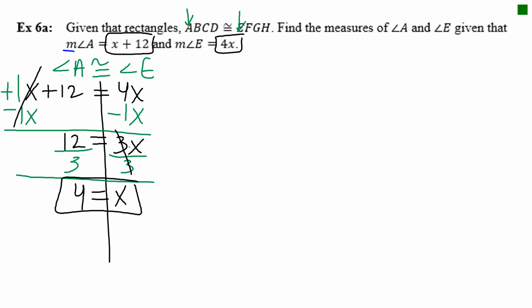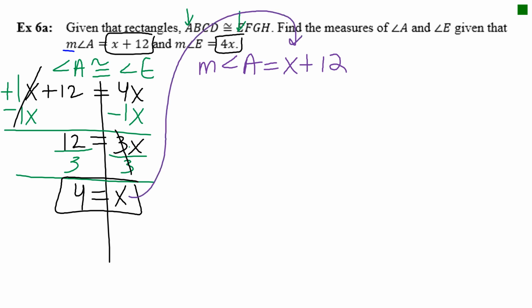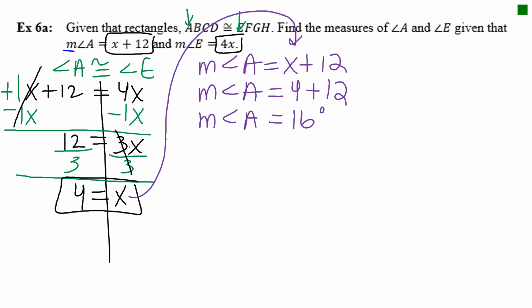Now that we solved for x, what's left is to plug it back into both angles so that we find their degree measure. We'll start with angle A, which we were told was the quantity x plus 12. But now we know x to be 4, so wherever we see x, we're going to plug it in. This time around, I'm not going to put parentheses because x is not being multiplied by anything right now. It's just being added to 12, so there's no need for that reminder. So the measure of angle A equals 4 plus 12, which tells us that the measure of angle A is going to be 16 degrees.